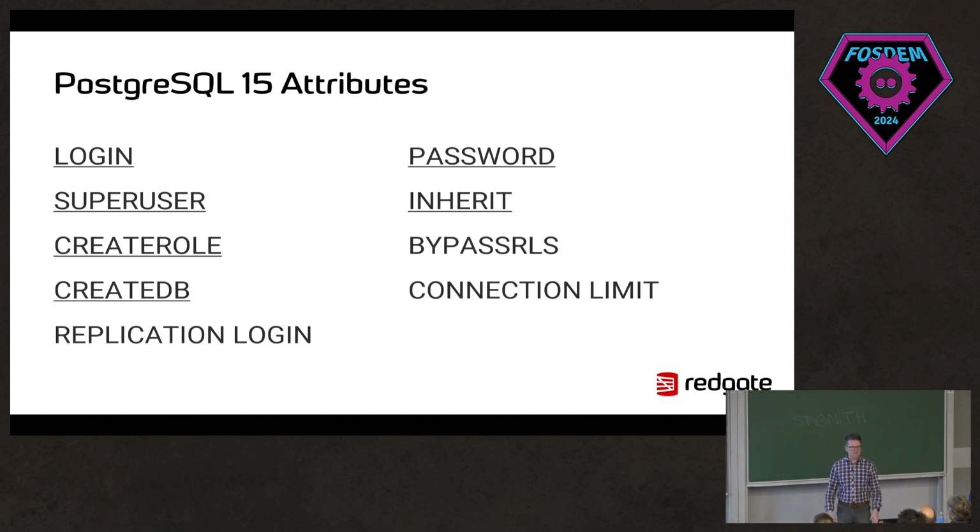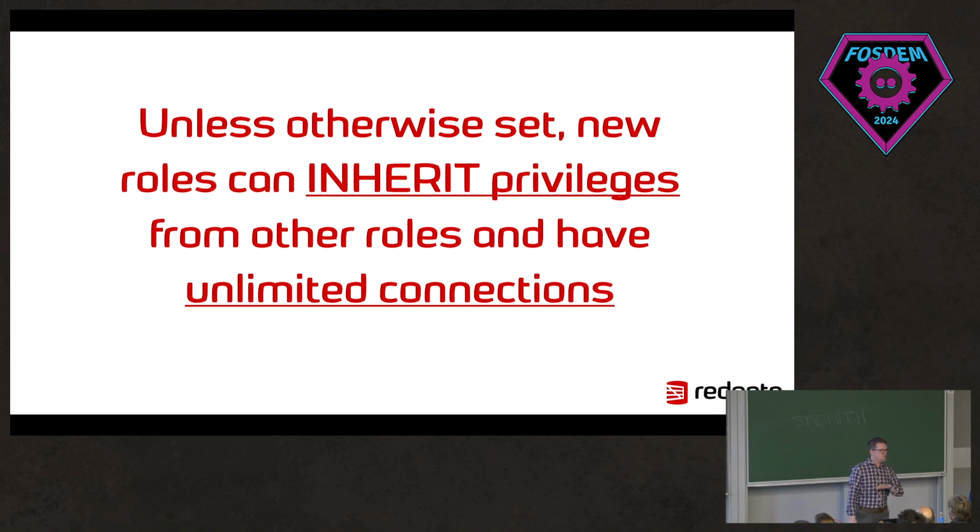The other three that are listed there, again, a little bit complex, are connection limit. If you really want to set it, you can. Just recognize if you don't set those other couple attributes, the connection limit or inherit, by default, roles will be able to inherit from other roles. We're going to talk about that in a little bit. And they have unlimited connections. If there are available connections, I can connect as many times as that user from that method and so forth. All right? Any questions on roles?